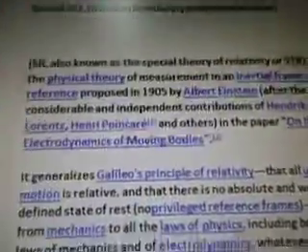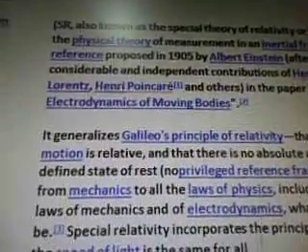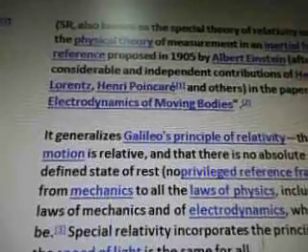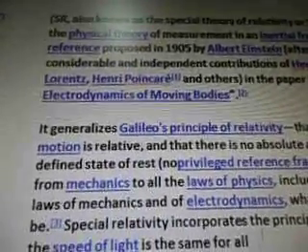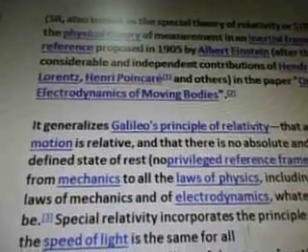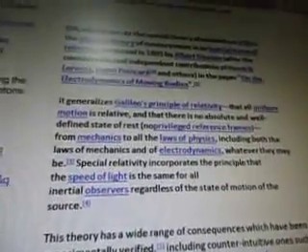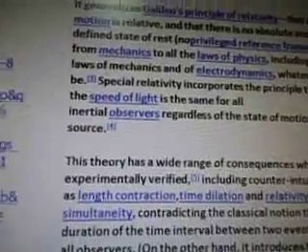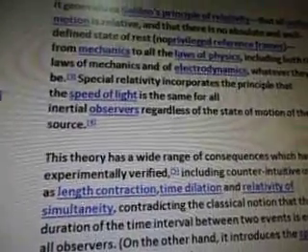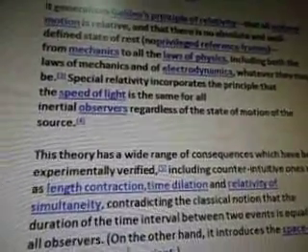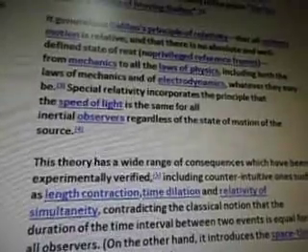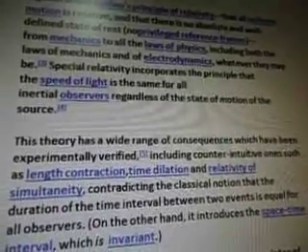SR, also known as the special theory of relativity, or STR, is the physical theory of measurement in an inertial frame of reference proposed in 1905 by Albert Einstein after the considerable and independent contributions of Hendrik Lorentz, Henri Poincaré, and others in the paper on the electrodynamics of moving bodies. It generalizes Galileo's principle of relativity, that all uniform motion is relative and that there is no absolute and well-defined state of rest, no privileged reference frames, from mechanics to all the laws of physics, including both the laws of mechanics and of electrodynamics, whatever they may be. Special relativity incorporates the principle that the speed of light is the same for all inertial observers regardless of the state of motion of the source.